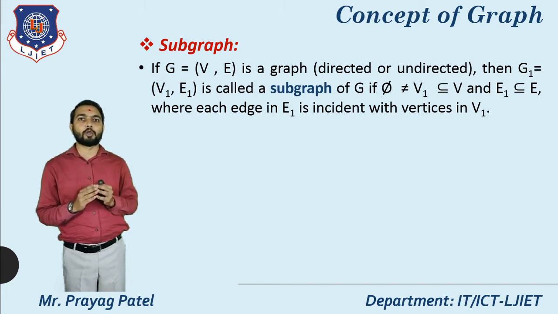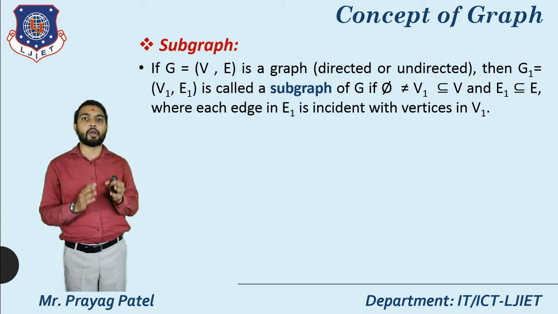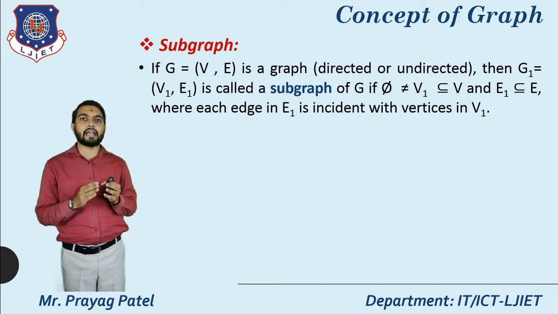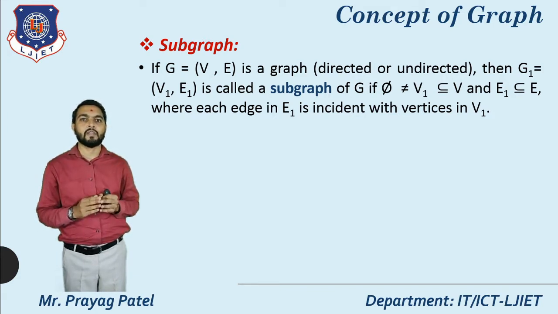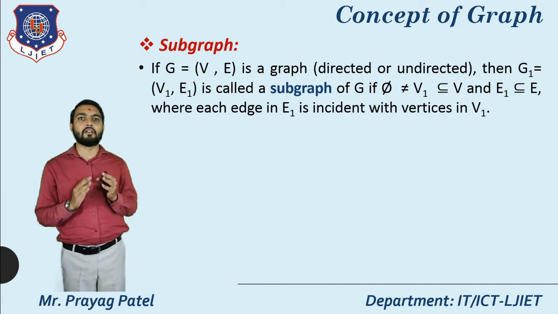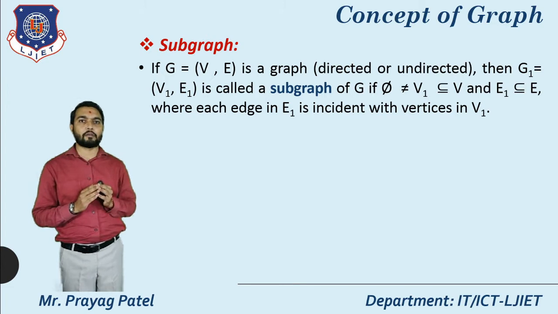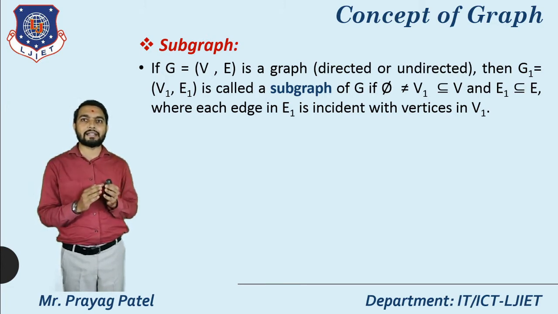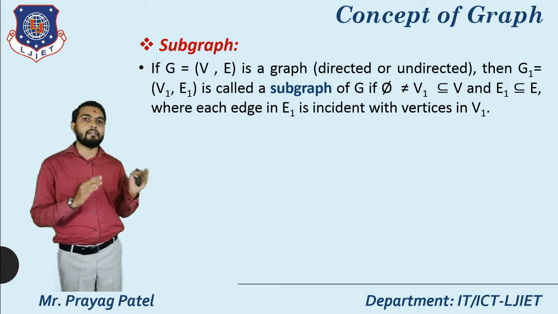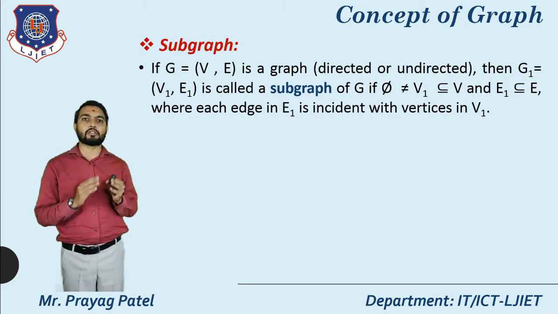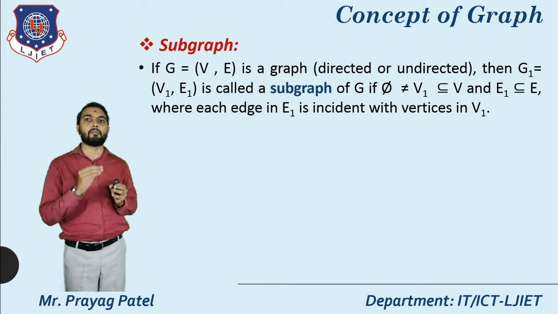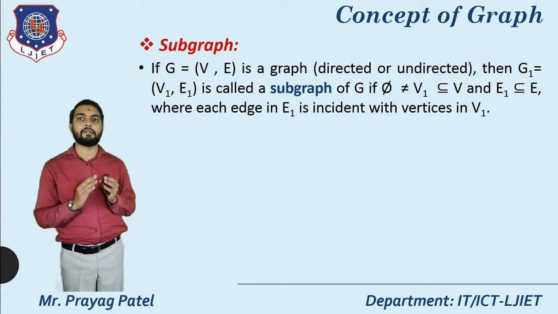So if V1 equal to phi, then it is not considered a graph, because without any node, no edges exist. Then we can say that without any node and without any edges, no graph exists. So we can say that V1 not equal to phi is a compulsory condition. Now V1 is a subset or equal set of V, meaning all the vertices of the subgraph are also members of graph G. And E1 is a subset or equal set of E, meaning all the edges are also members of the edge set of graph G.